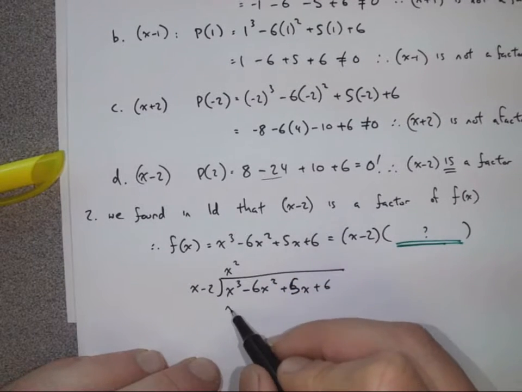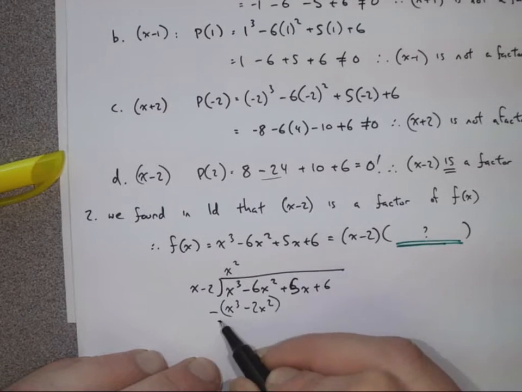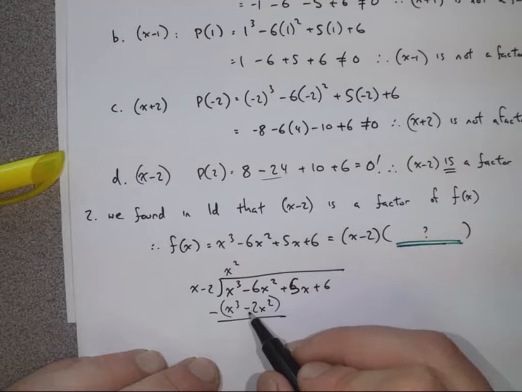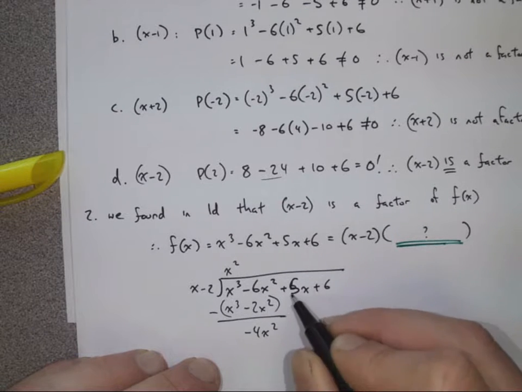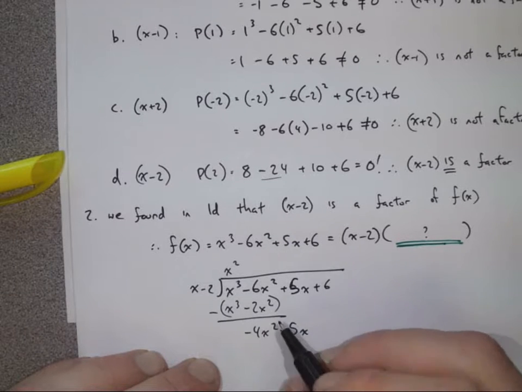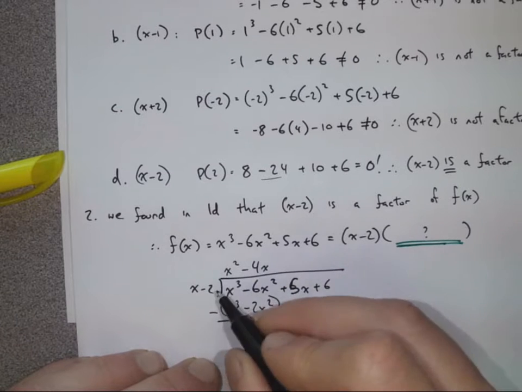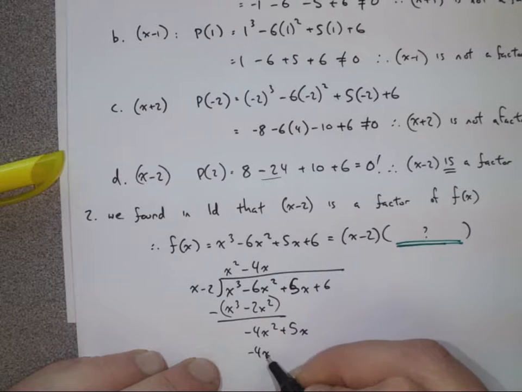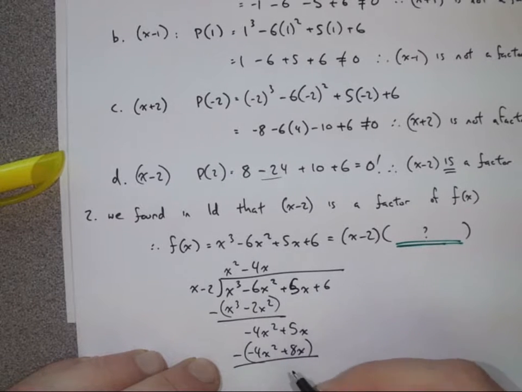Divide, I'm going to multiply, I'm going to subtract. Negative 6 take away negative 2 is like negative 6 plus 2, which is negative 4x squared. I bring down 5x. I divide again, so x into negative 4x squared is negative 4x. I multiply that through, and I get negative 4x squared plus 8x. And then I subtract them.